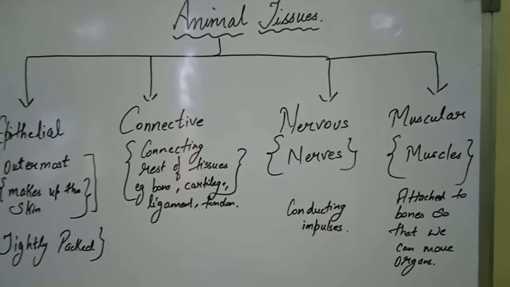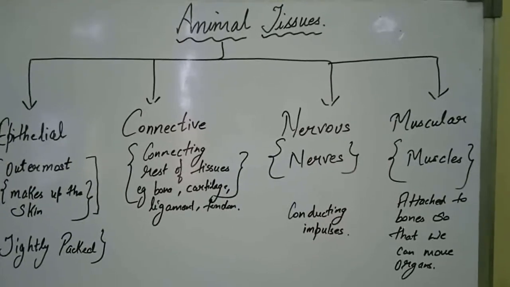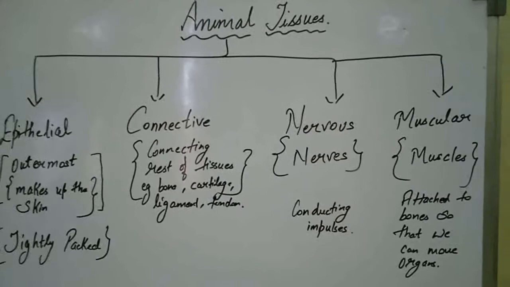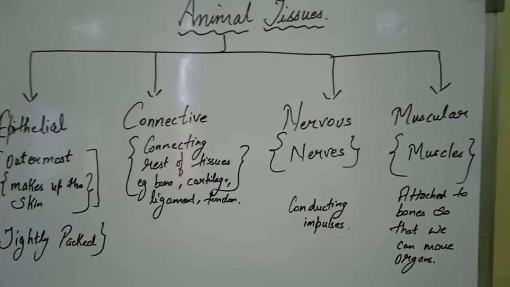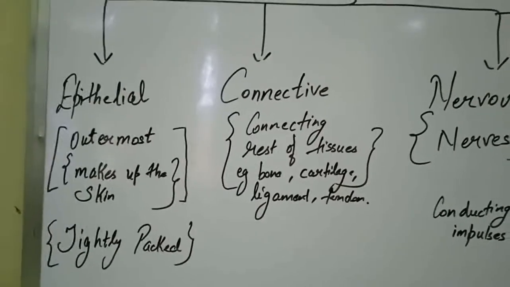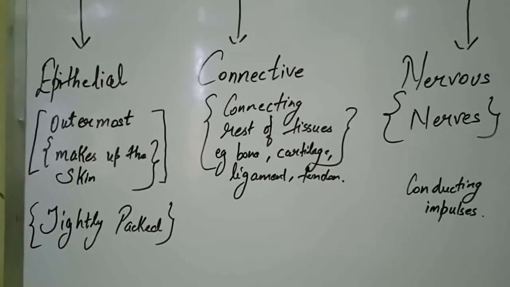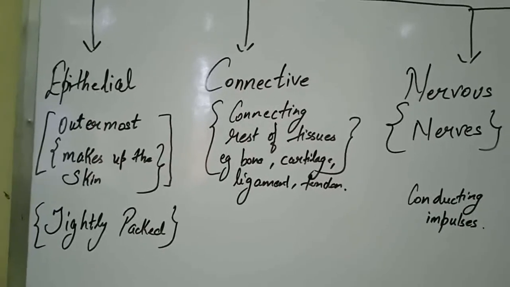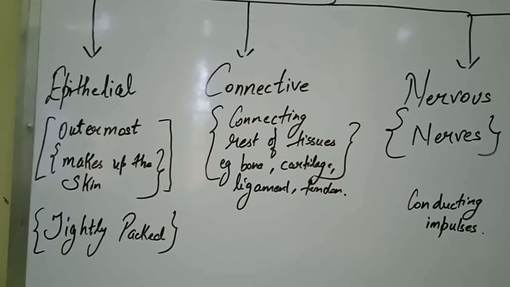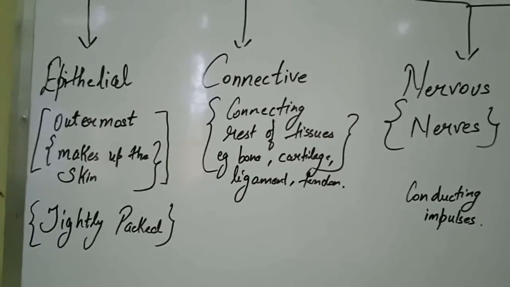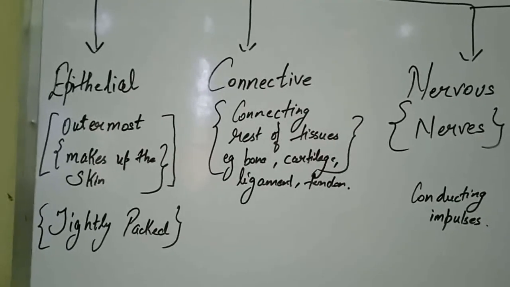We will start discussing this later on, but I will give you a little bit of introduction about all these 4 types in brief. First, the first one is your epithelial tissue. So what is epithelial tissue? Epithelial tissue is the outermost layer of all the organs. What makes up your skin? That is your epithelial tissue.